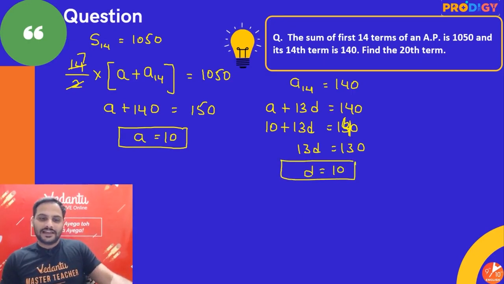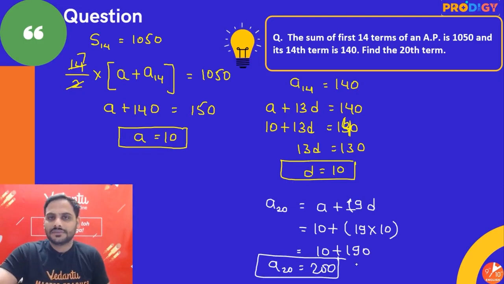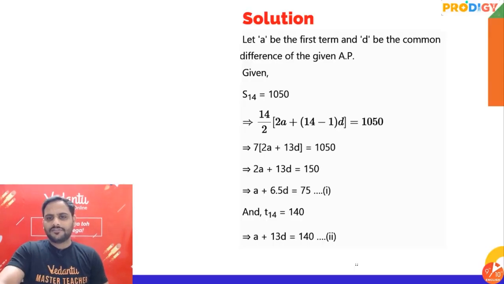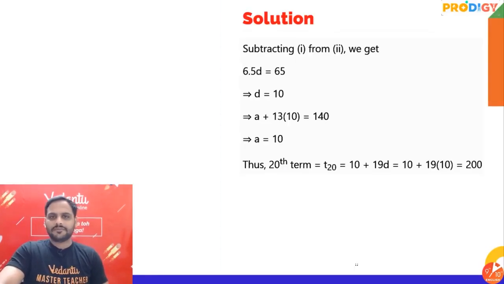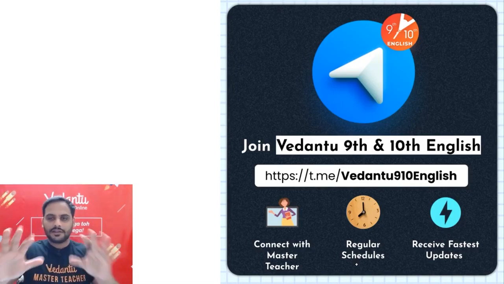So 20th term I can find out very easily, beta. 20th term will be equal to A plus 20 minus 1, which is 19D. So 10 plus 19 into D, which is also 10. So 10 plus 190, which means 20th term is 200. 20th term is 200. So every time it's all about finding out the first term and the common difference and you'll get your solution. Every time. Okay? Nothing is going to change. The questions are not going to be suddenly very difficult. Everything in the same way.